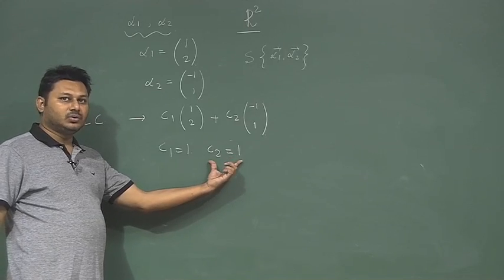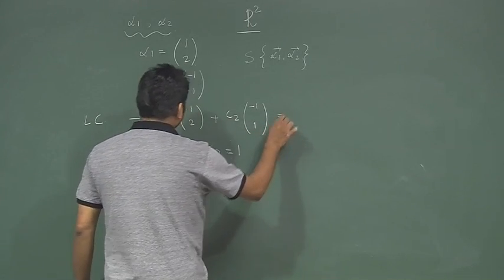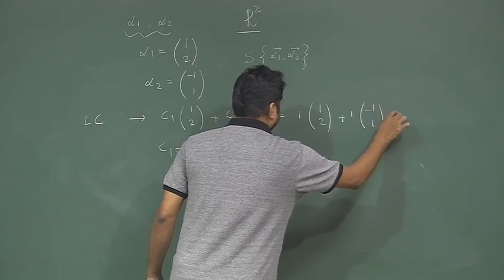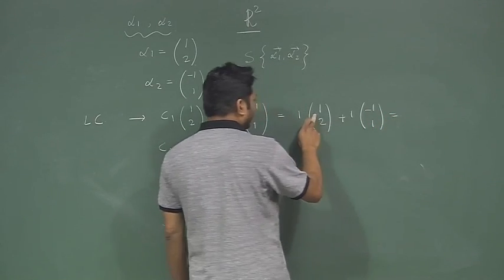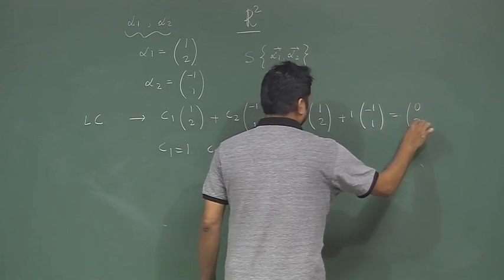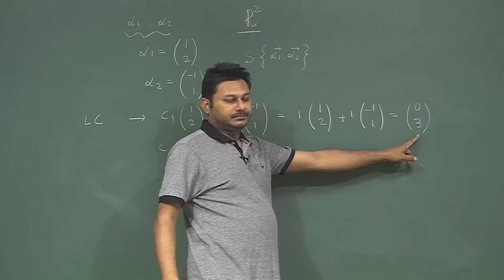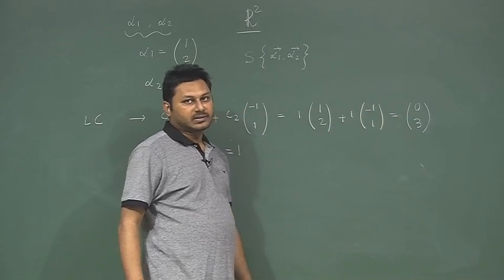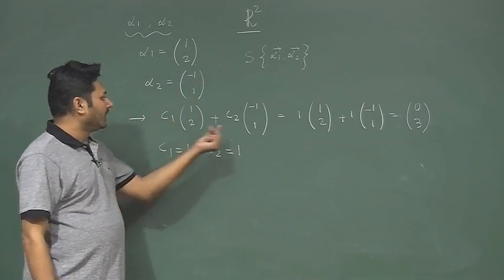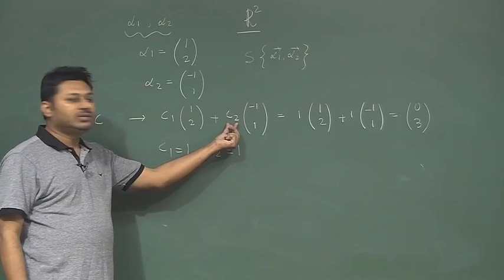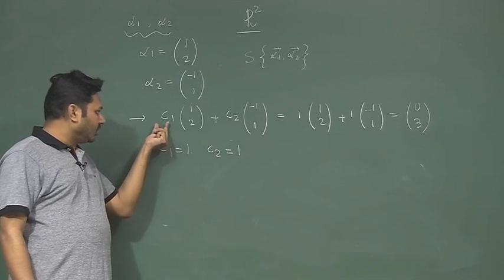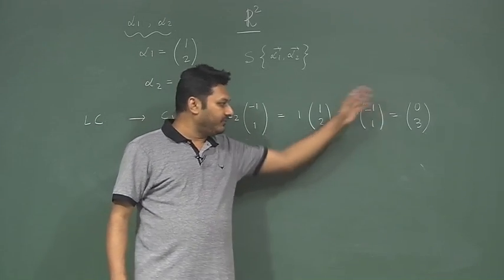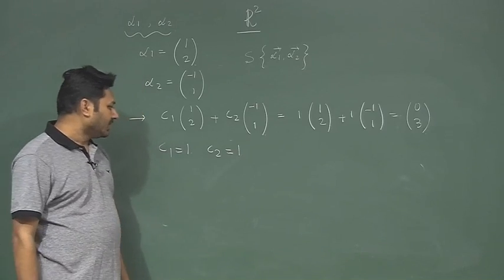If I take C1 equal to 1 and C2 equal to 1, then what value will I get? 1 times (1, 2) plus 1 times (-1, 1). As a result, I get 1 minus 1, which is 0, and 2 plus 1, which is 3. So (0, 3) is a new vector. Depending on what values of C1, C2 I choose, I can keep generating new vectors. If I take C1 equal to 2 and C2 equal to minus 5, I will get a different vector. If I take 0 and 1, I will get a different vector. Whatever values you imagine, you will keep getting new vectors every time. This is merely an example.